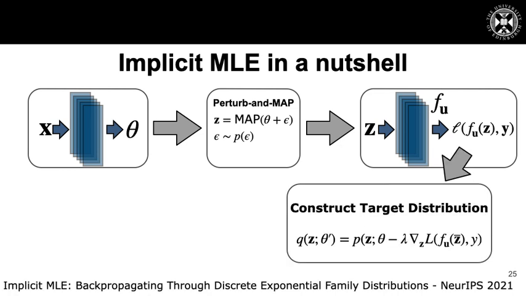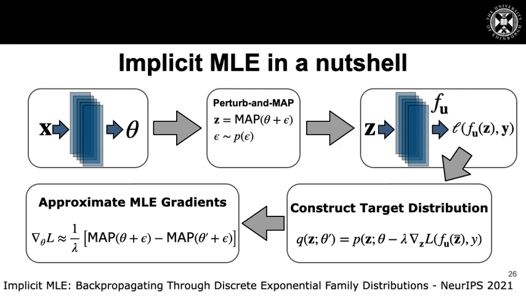Then we construct a so-called target distribution by taking the input weights theta and perturbing them using the gradient of the loss with respect to the solution z, obtaining some new distribution parameters theta prime. And we can estimate the gradient of the loss with respect to the input weights theta by using the difference between the solution z sampled from P, parameterized by theta, and the solution generated from the target distribution, parameterized by theta prime.